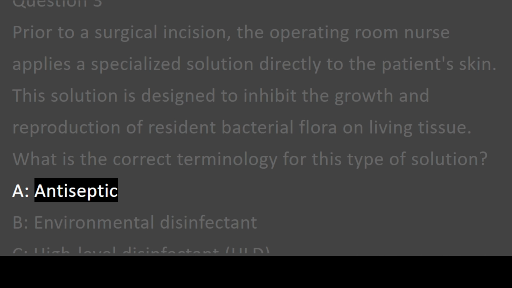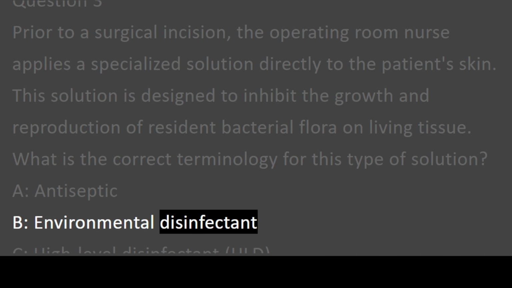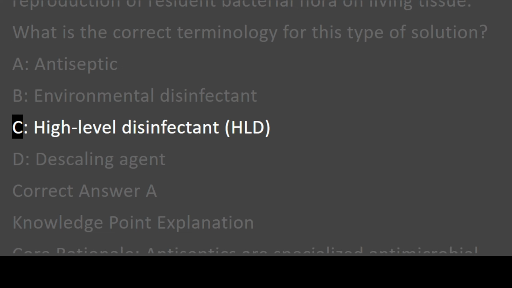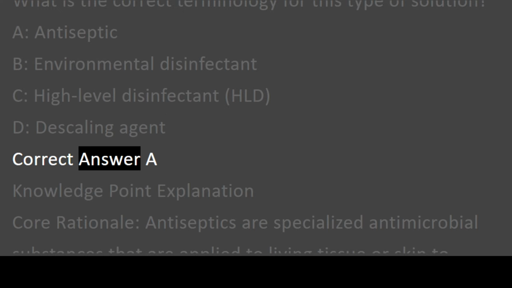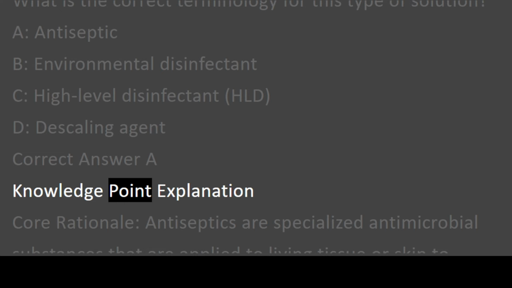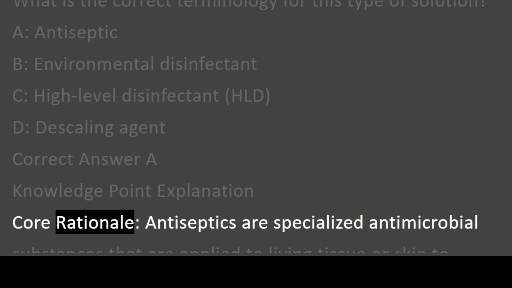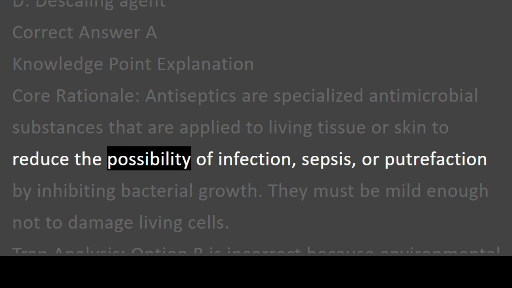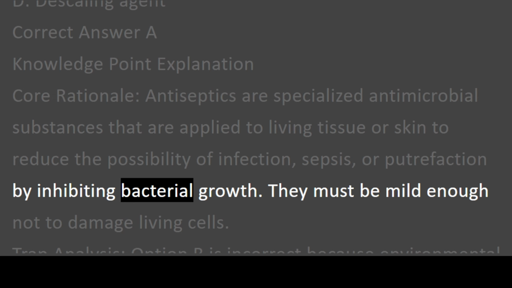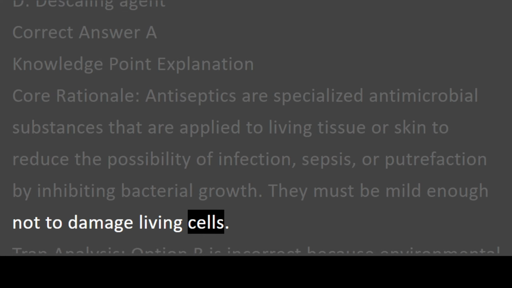A. Antiseptic. B. Environmental disinfectant. C. High-level disinfectant, HLD. D. Descaling agent. Correct answer A. Knowledge point explanation. Core rationale: antiseptics are specialized antimicrobial substances that are applied to living tissue or skin to reduce the possibility of infection, sepsis, or putrefaction by inhibiting bacterial growth. They must be mild enough not to damage living cells.